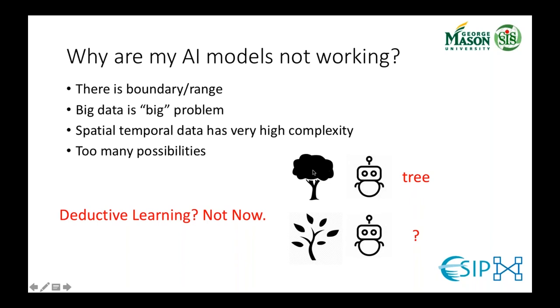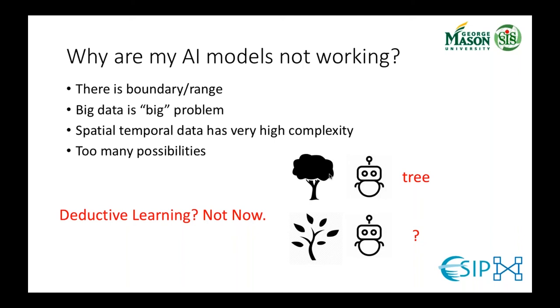We have to address that problem with big data, because we have to feed both trees to the robot, to this machine, to let it know both of them are trees. Then it will recognize both trees in any situation. So the training data set is essential, just as Andy said. And for Earth science, there is another requirement, spatial temporal data. It will result in very high complexity, and there are way too many possibilities, even more than in computer science. So that's also another reason why the model is not working in our domain.